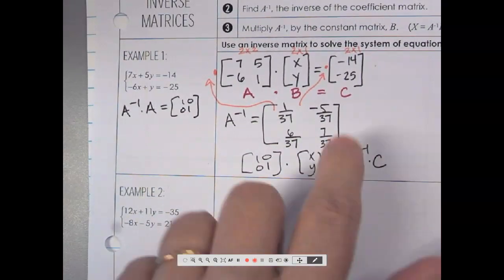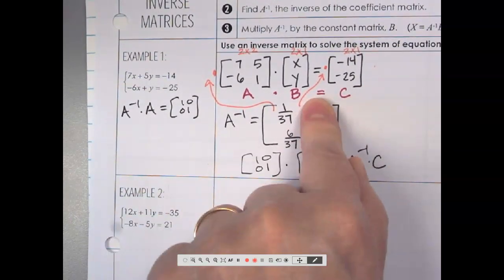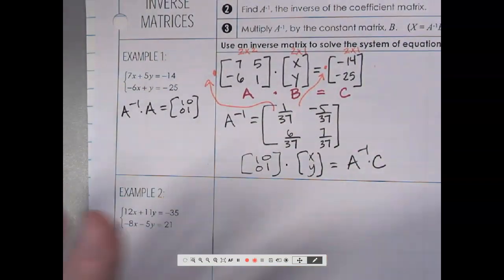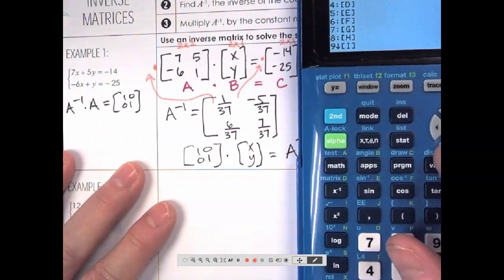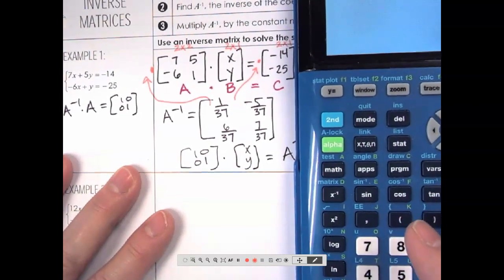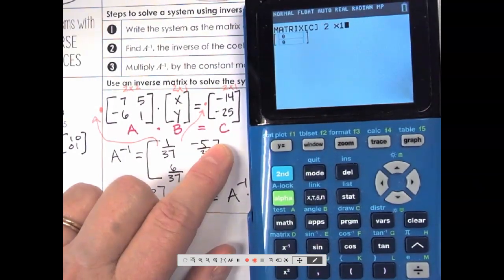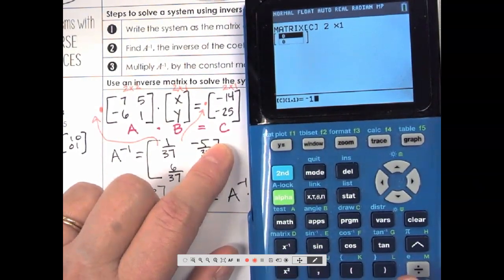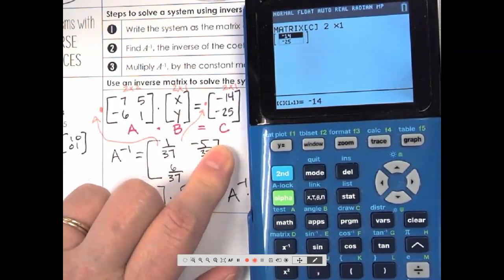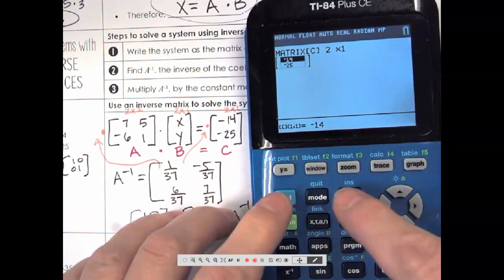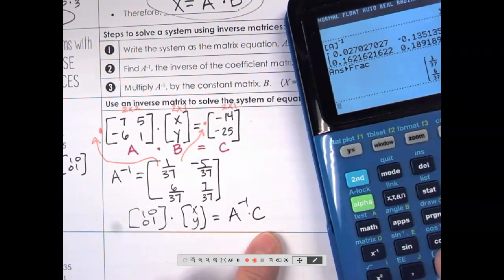Okay, so how do I do this on the calculator? Let's put C in, and I'm going to call it C in my calculator just because I did on the paper. It can be B or whatever. Don't use A because we need A. Go back to your matrix, edit. Again, I'm just going to call this one C because I did on my paper. And C was a 2 by 1, negative 14, negative 25. Okay, quit.